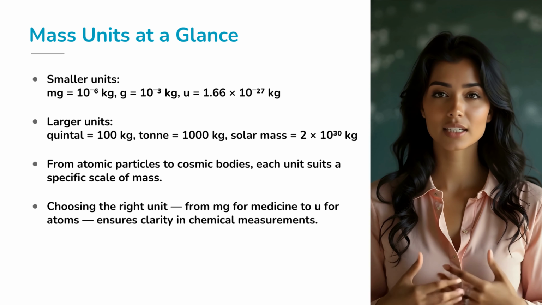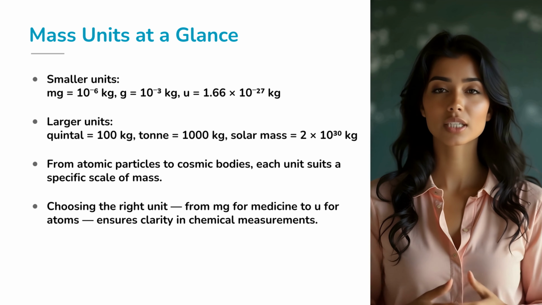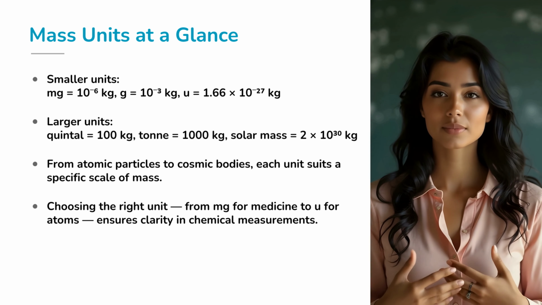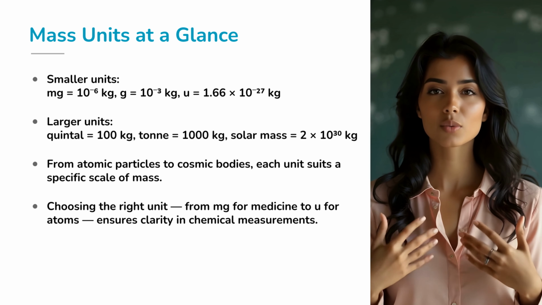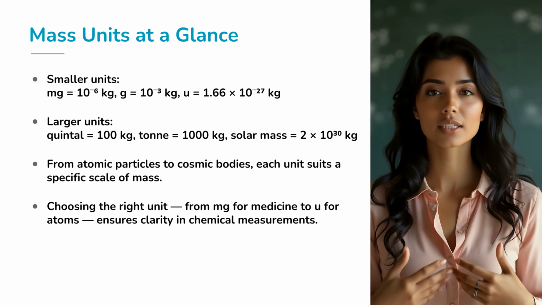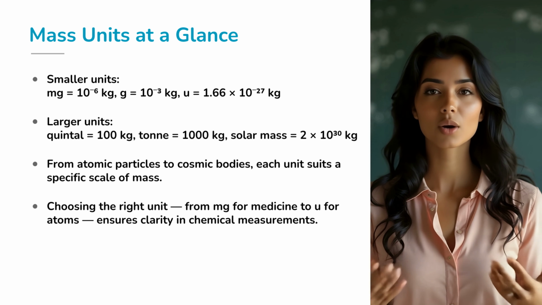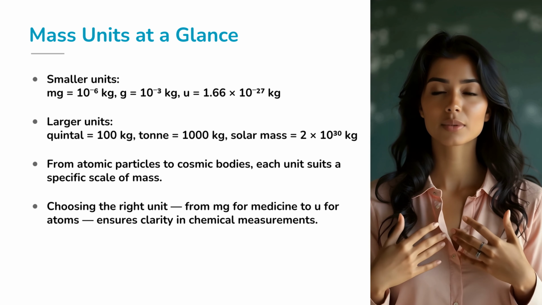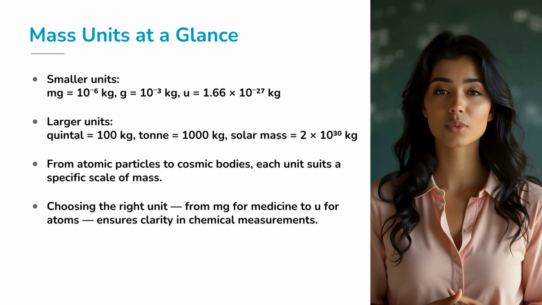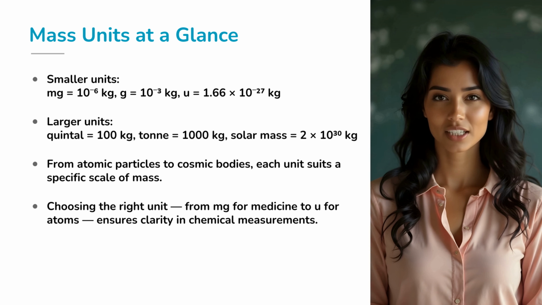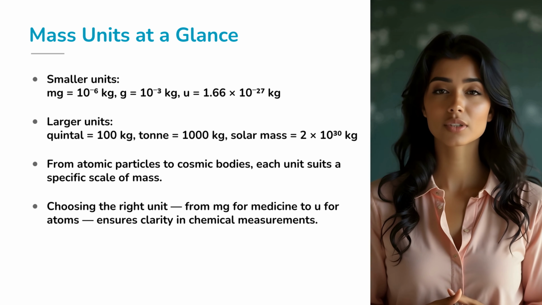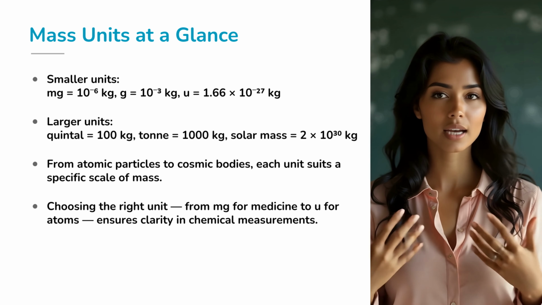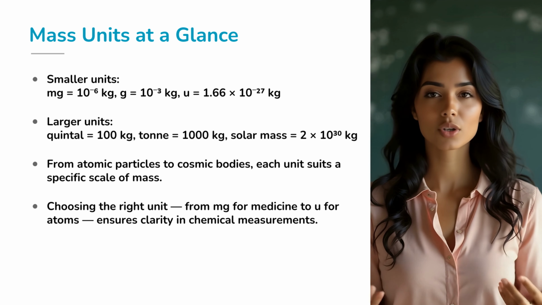At the atomic scale, we rely on the atomic mass unit or u, defined as 1/12 the mass of a carbon-12 atom. And for cosmic masses, we scale all the way up to the solar mass, equal to 2 times 10 to the power 30 kilograms. In between, Avogadro's number helps us link particle counts with measurable weight. I hope this session helped you see how mass, though often taken for granted, is an essential part of every chemical equation, every dosage, every planetary model.